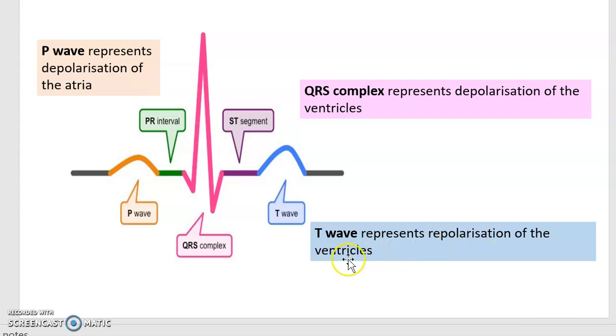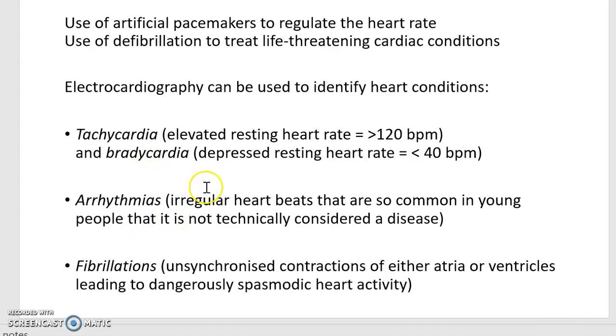Now, you don't have to know it in so much detail, but you do need to be able to recognize that this happens, then this happens, and then this happens. And because you've got one heart rate following the next, then you should get, on a normal electrocardiogram, a trace where this is repeated exactly as it is here over and over again. What you need to appreciate is that by looking at an electrocardiogram, you can identify certain heart conditions.